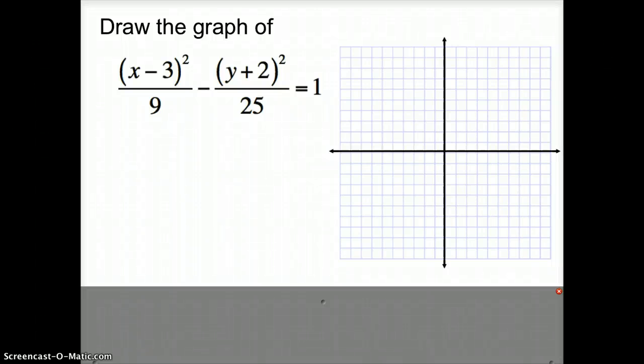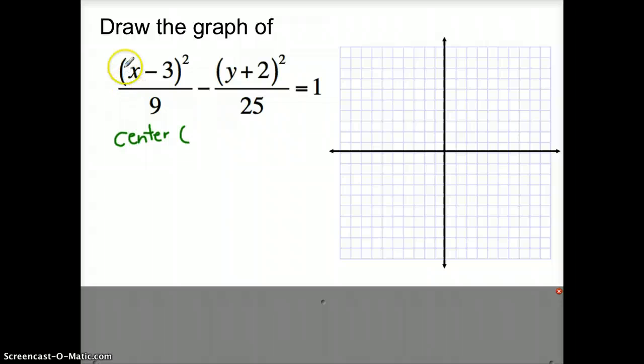Okay, in this video, we're going to talk about how to draw the graph of a hyperbola. The first thing we're going to want to do is figure out what the center of this hyperbola is. So my center is going to have coordinates 3, -2.